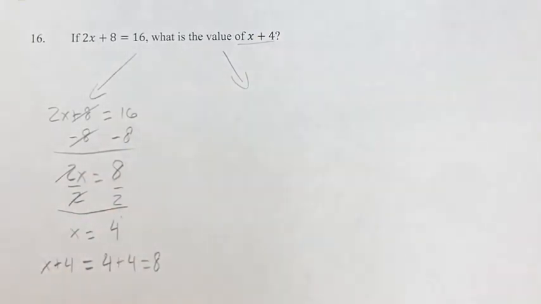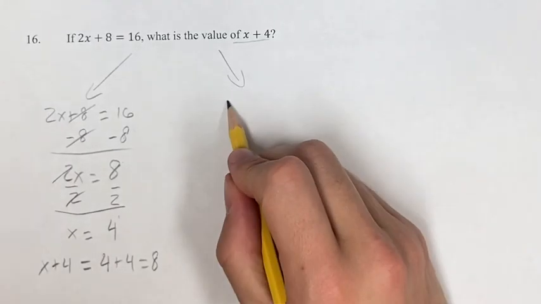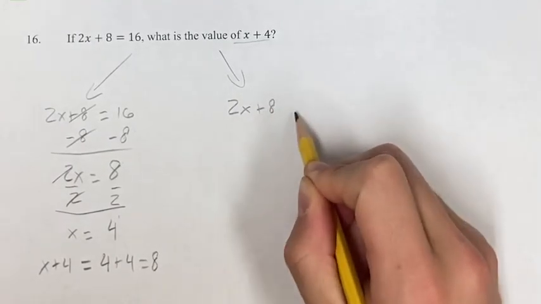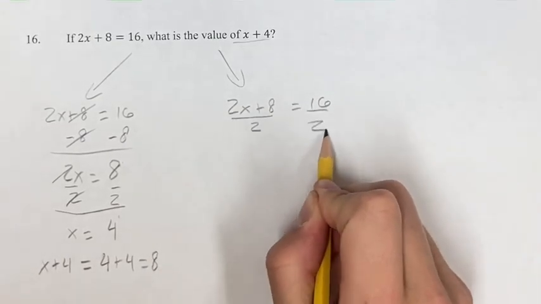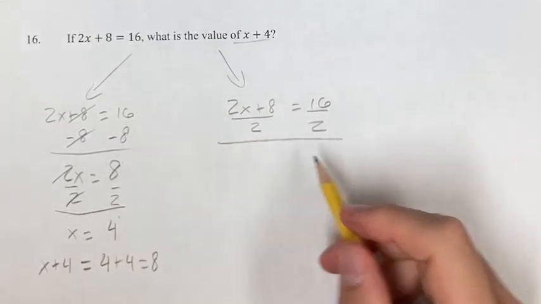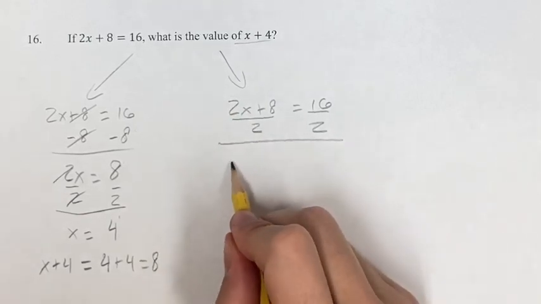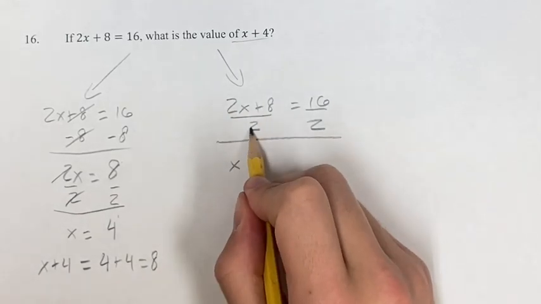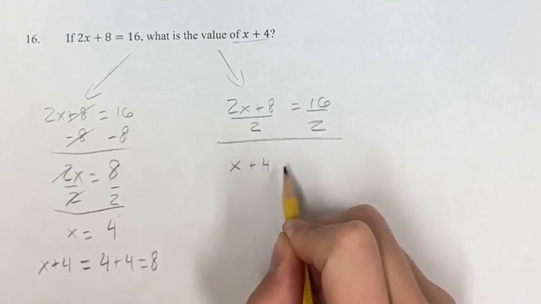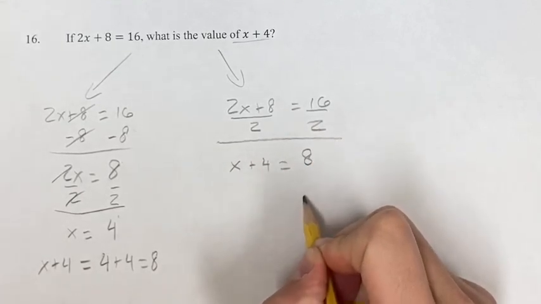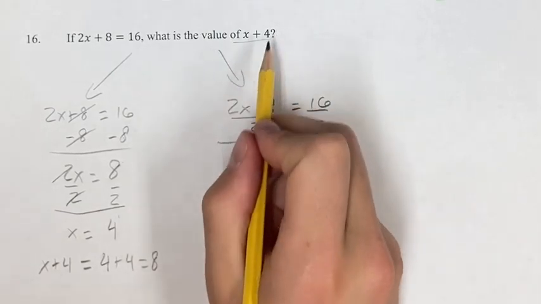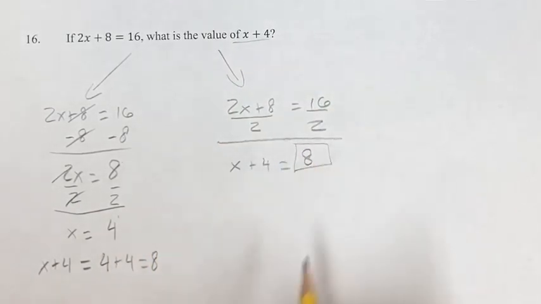The quicker way to do it, I wouldn't call it simpler, is you say, okay, we have this, 2x plus 8 is equal to 16. What happens if we divide this side by 2 and this side by 2? Well, we have 2x over 2, which is just x, plus 8 over 2 is plus 4, and this is equal to 16 divided by 2, which is 8. So what is the value of x plus 4? Well, we just found it, it's 8.